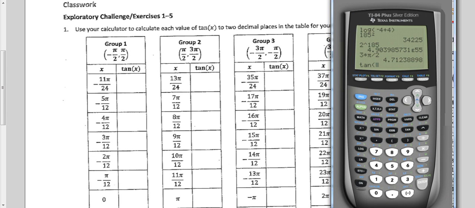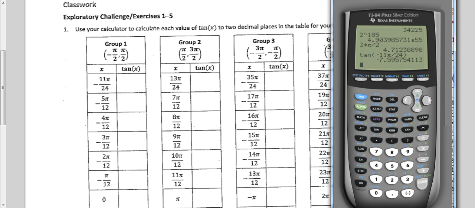Now, negative 11 pi over 24 there. So I put negative 11, and then my pi button is right above the caret, right there, and then divided by 24. And I end my parenthesis. The calculator got pi divided by 4. And then when I hit enter, I should get a number that's negative 7 point something.